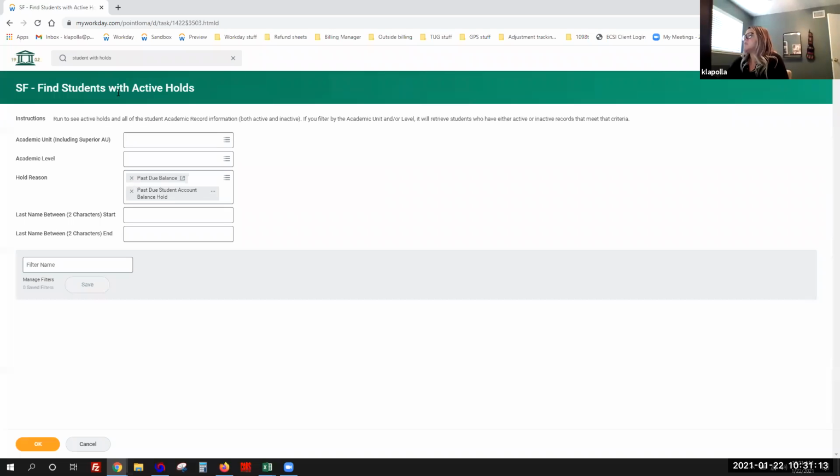So there's a report in Workday that we built with students with active holds, and it's already pre-filtered to show you what, for our purposes, past due balance would be the one that we care about.